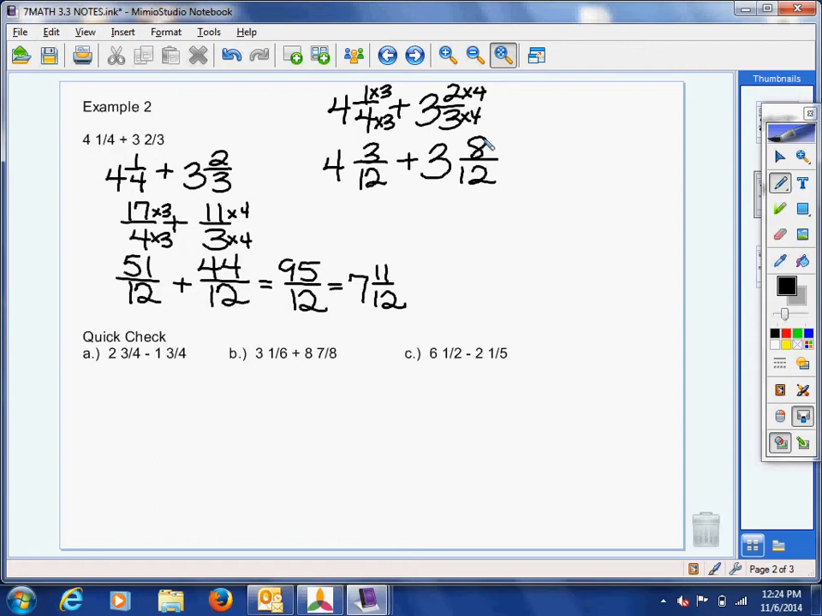So let's start with the whole numbers. What's 4 plus 3? Now let's add the fractions. 3/12 plus 8/12. And you could do it that way as well. So either way works. You're going to get to the same answer regardless. Okay? All right, go ahead and try the bottom quick checks, and then we'll call some volunteers up.